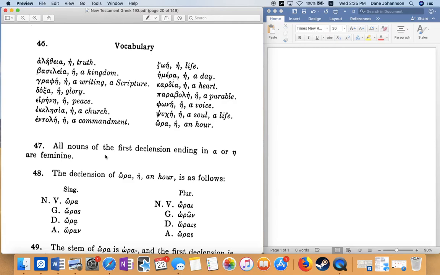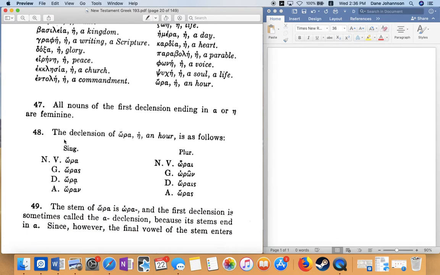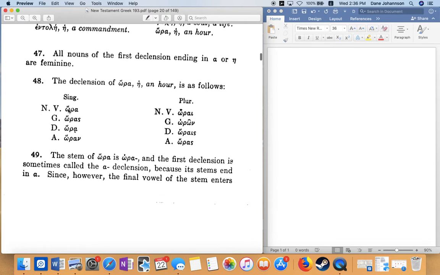So here we have, he says, point 47, all the nouns of the first declension ending in alpha or ita are feminine. That is true. The declension of ora, e ora, the hour, is as follows. And we have nominative or vocative. So nominative is like a subject. Vocative is when you're addressing. So if you're to say, oh, ora, oh, hour, how have you come to me, oh, hour, that kind of thing. The vocative, you're addressing hour. But it can also be a nominative, which is more common. Vocative is not as common. But still, put it to memory.